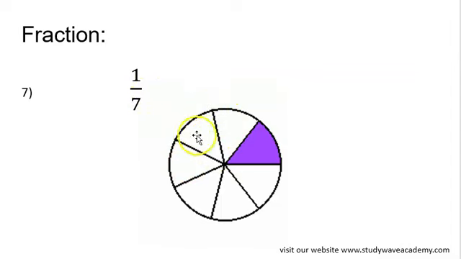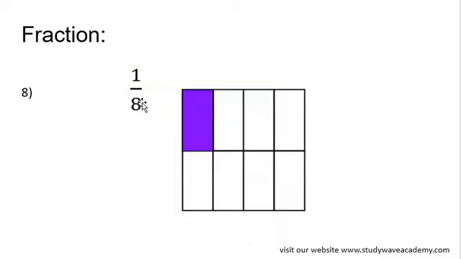And how many divided parts did we count? 7, right? Let's count again. 1, 2, 3, 4, 5, 6, 7. We counted 7 parts. Okay, so we have here 1 over 7. Do we understand? Good. We have the next one.